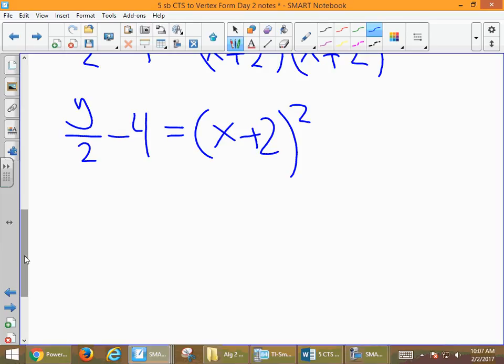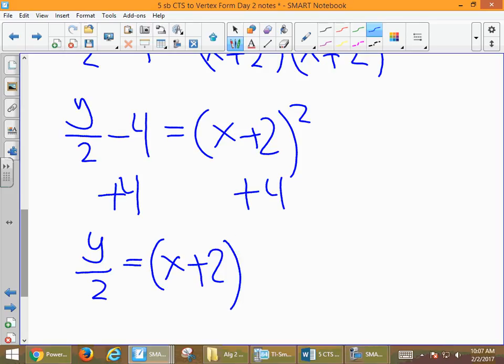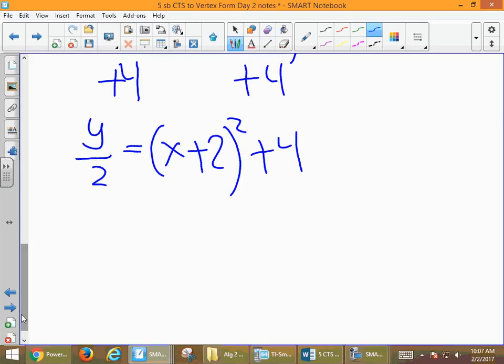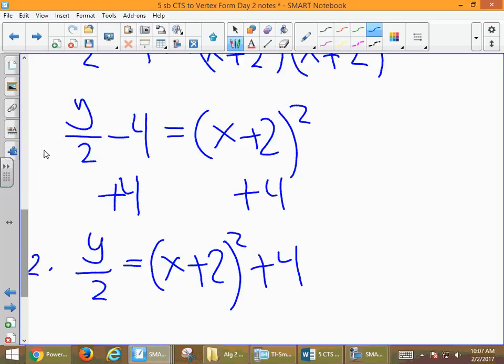So now that we have our x plus 2 squared, we need to solve for y to get it into our vertex form. So what should be our first step to get y by itself? Add 4. So we add 4 to get our 4 to the right side. So we have y over 2 equals x plus 2 squared plus 4. And now we have one final step to get y by itself. Bradley? We can multiply both sides by 2.